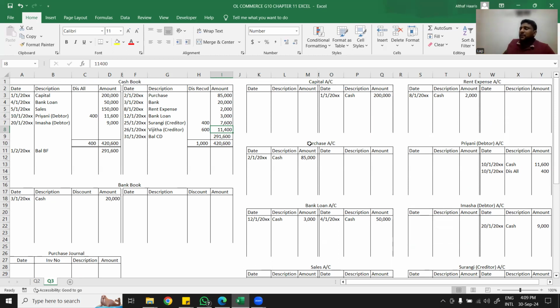So the items connected with the cash book, we are completely done. We are completely done with the items connected with the cash book.